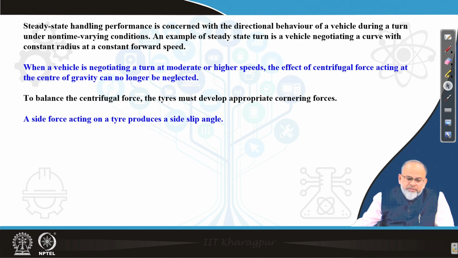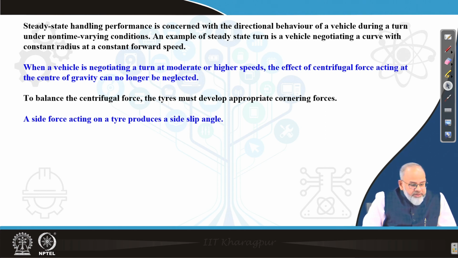Next, we will see the steady state handling performance. Steady state handling performance is concerned with the directional behavior of a vehicle during a turn under non-time varying conditions. For example, a steady state turn is a vehicle negotiating a curve with a constant radius and at constant forward speed. We are not changing the forward speed, we are not changing the radius. So, that is called steady state handling.